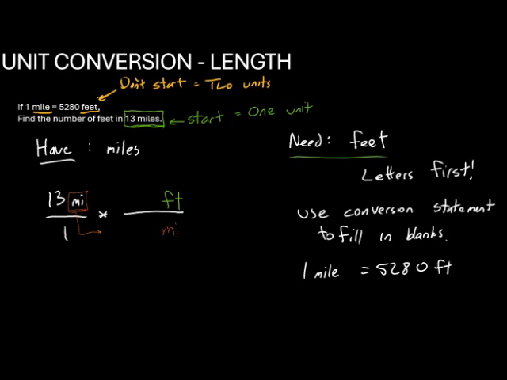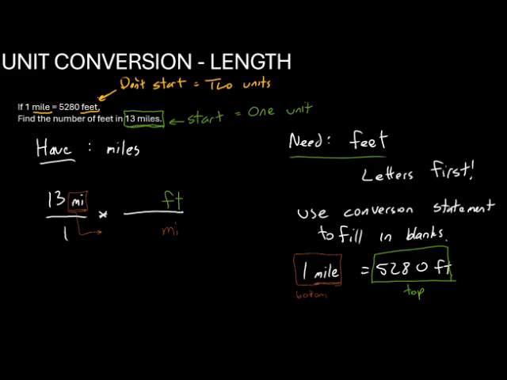Now we locate miles and locate feet in our fraction. Let's start on the left. We have miles on the left, and we note that it's on the bottom in our fraction. Let's record that now. This means that feet, which is on the right, is on top of the fraction, and we'll write that down as well.